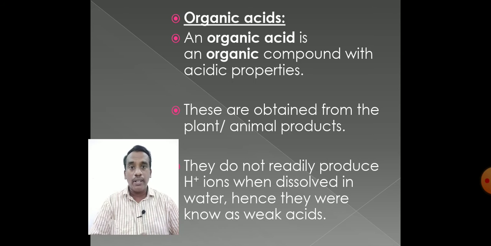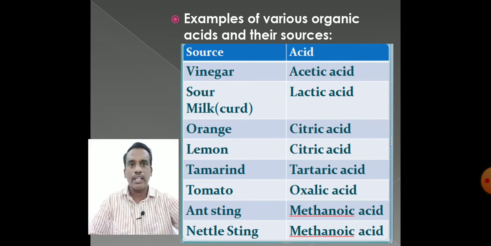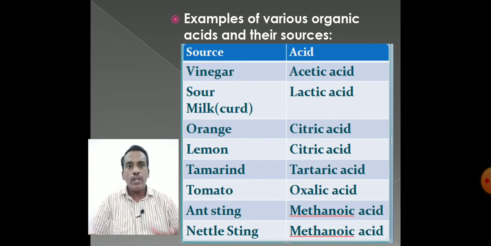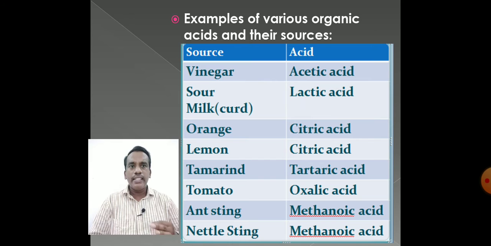Now let us take many examples from the sources of organic acids. Some examples of the various organic acids: we have the source in one column and the acid generated in the other. The first example is vinegar. Vinegar contains acetic acid.